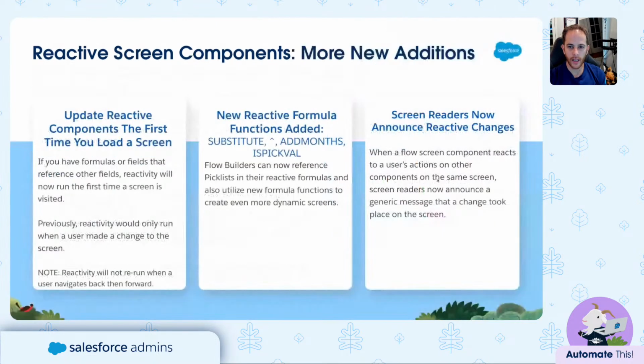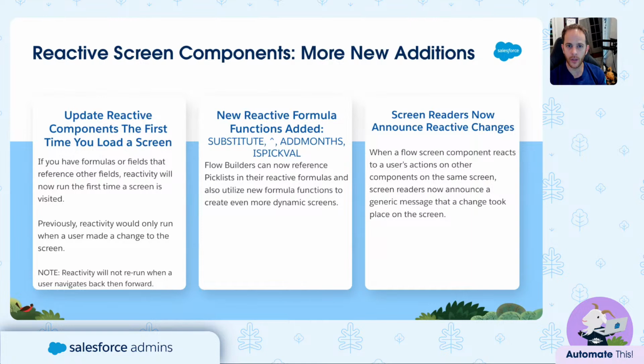So some other smaller features, but small but mighty, in some cases quite large in importance. The first one is when you set up reactivity in your screen, before, during the beta, you would have had to change fields in order to get reactivity to run. Now, if reactivity can run the first time a screen loads, it will run, which is great for times where you've got a data table selection automatically selected, and that feeds into other fields on the same screen.